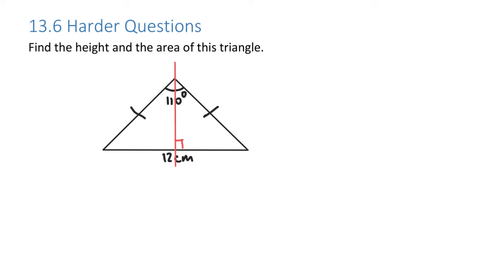So if we draw that triangle now, we'll have a right angle at the bottom. The angle at the top will be split in half, so it's now going to be 55 degrees. And the baseline has been halved, so it's going to be 6. So if we're trying to find the height, let's call this x.